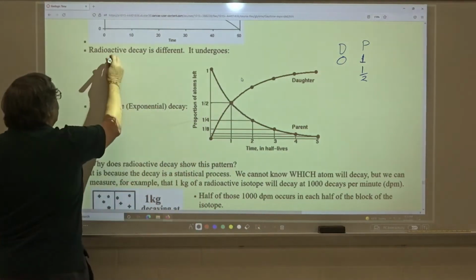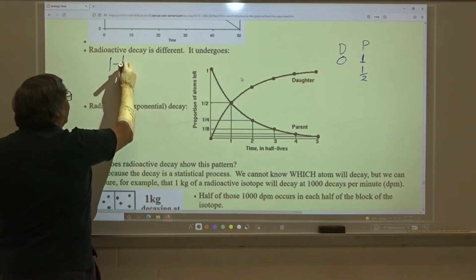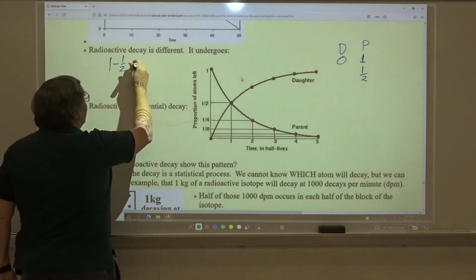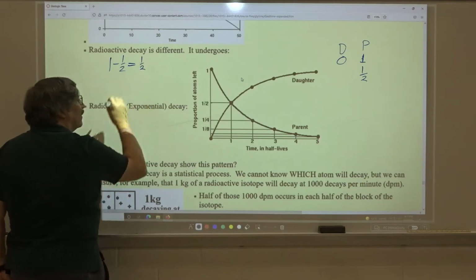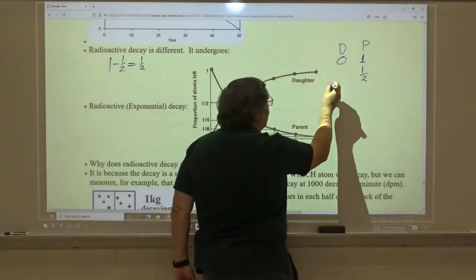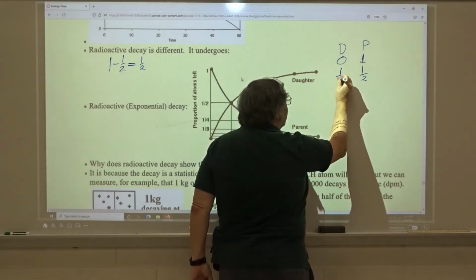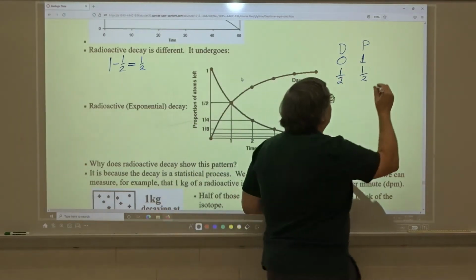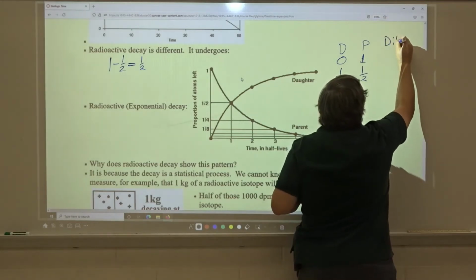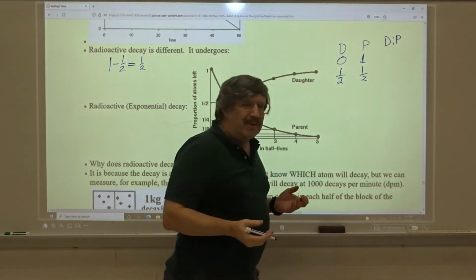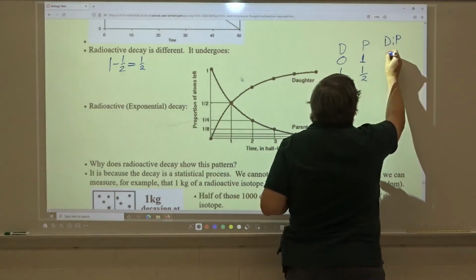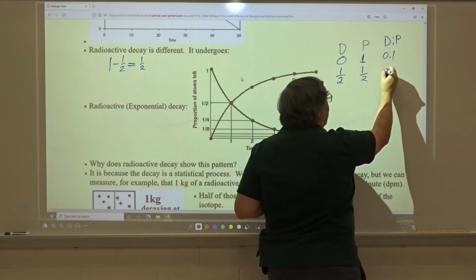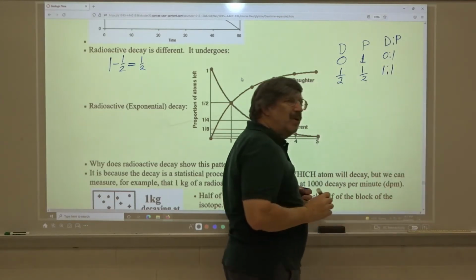And we saw earlier that 1 minus 1/2, we actually had 100% minus 50%. 1 minus 1/2 is equal to, of course, 1/2. And so the daughter has increased from 0 up to 1/2. And what's known as the daughter to parent ratio, which is what's usually measured, here would have been 0 to 1. Here would have been 1/2 to 1/2, which is the same as 1 to 1.